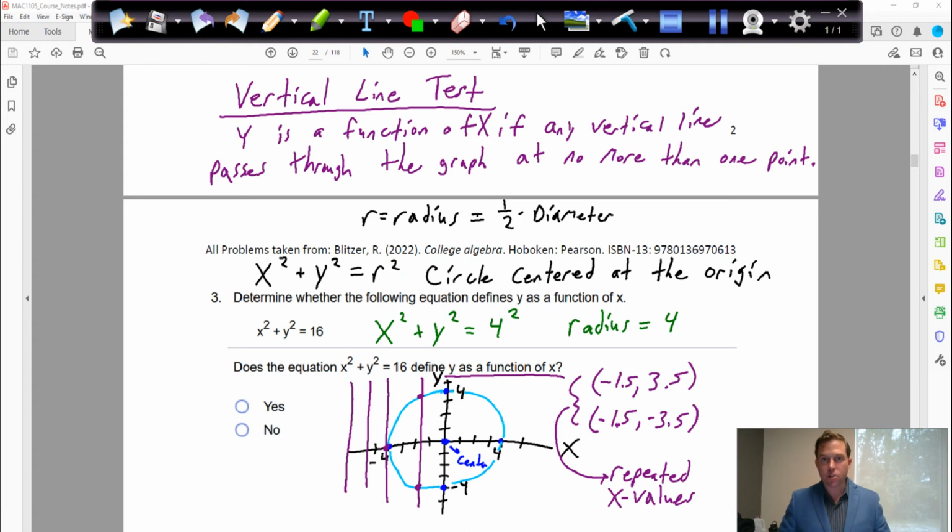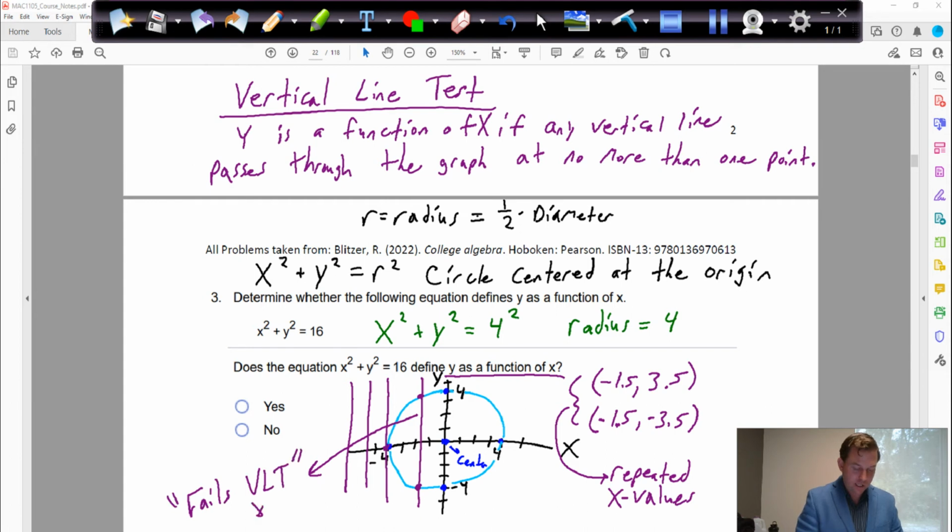So the vertical line test is really searching out, hey, do I have repeated x values? Do I have one x number that gives me 2 possible y values? And again, the whole point is, I don't want that. So I want to know if I give you x equals minus 1.5, that you write to me that y value should be this number, and only that number. It can't have a possibility of being 2 numbers. So this one, when you hit 2 points like this, is called failing, or it fails the vertical line test. So if it fails the vertical line test, it is not a function. So we answer no.